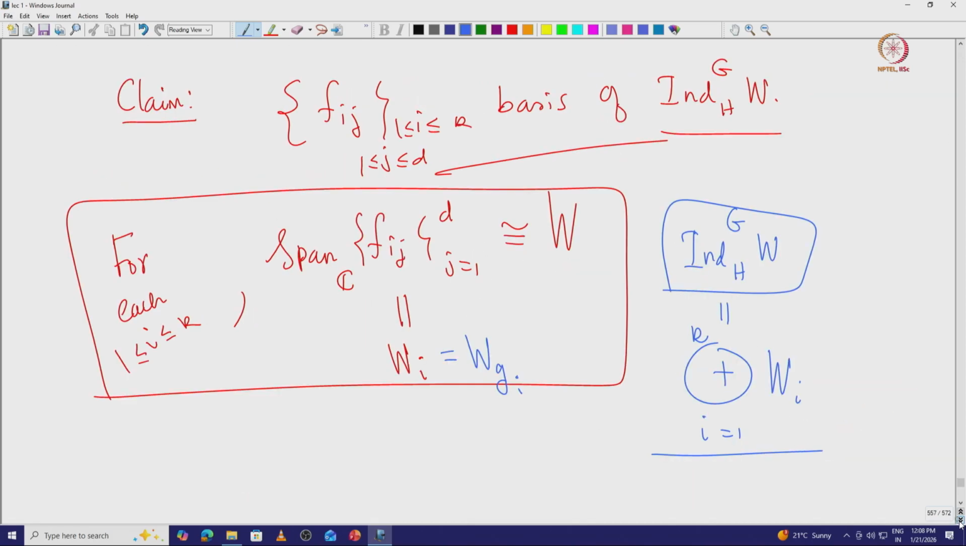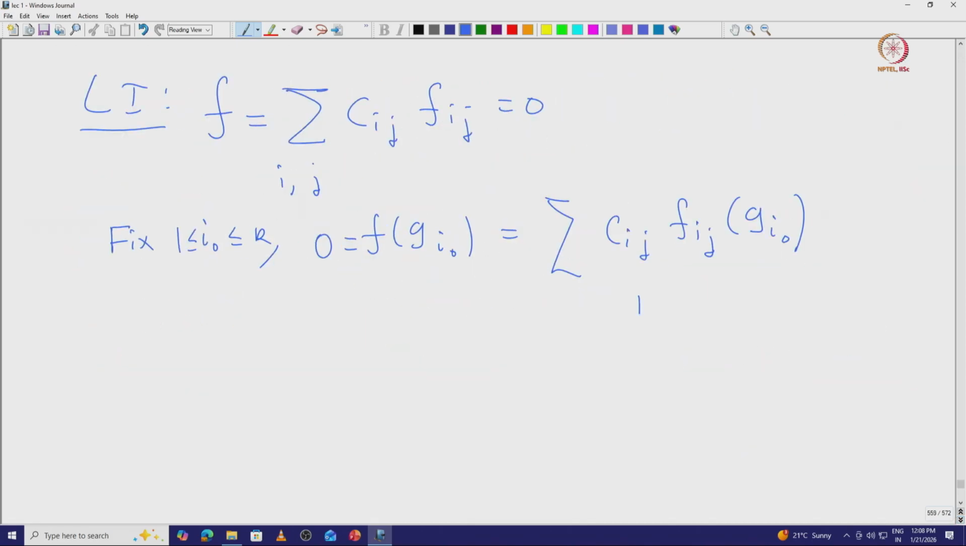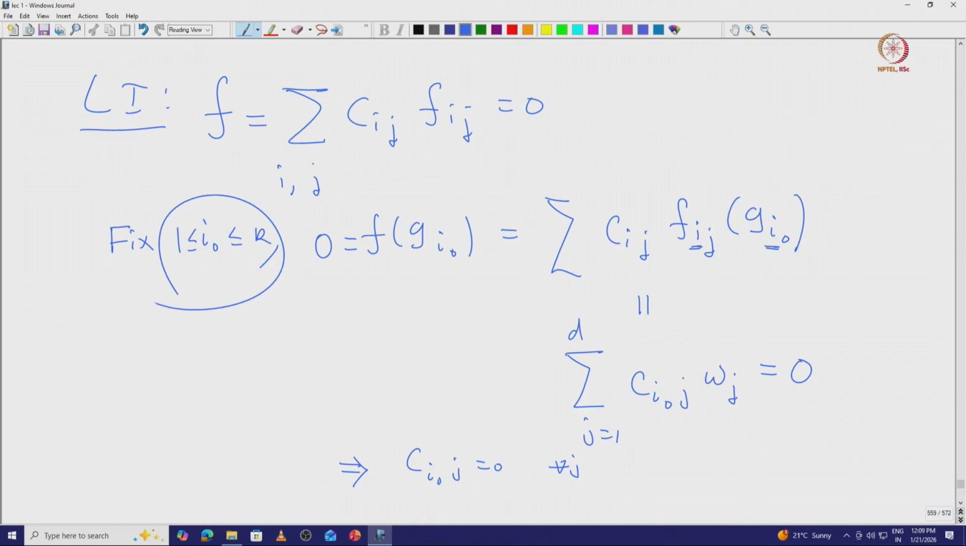If you use that, you see that this is exactly equal to the summation with i equal to i_0, so you get the sum of c_{i_0 j} w_j, where j varies from 1 to d, and this is indeed 0. But since the w_j are a basis for capital W, that would imply that c_{i_0 j} is 0 for all j, and since i_0 was fixed arbitrarily, that would imply that c_ij is 0 for all i, j. So that proves that the f_ij are linearly independent.